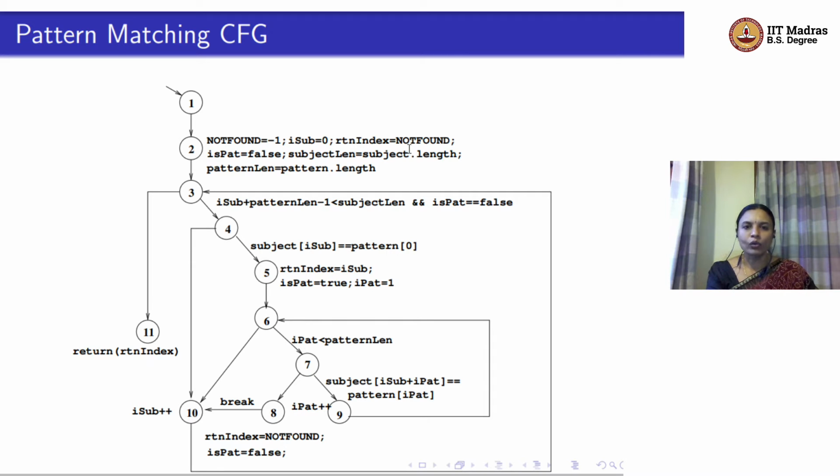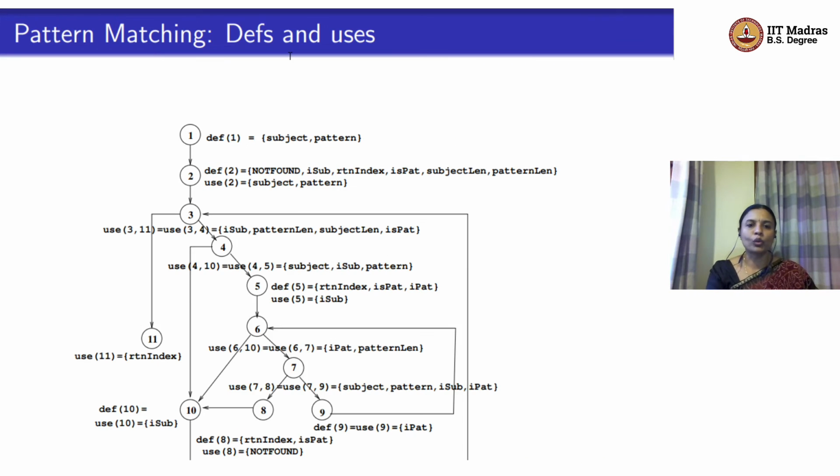So there's a definition and the use for not found here. I sub is defined, is pat is defined, length of the subject is defined, length of the pattern is defined. So def of node 2 is so many things: not found, I sub, return index, is pat, length of the subject, length of the pattern. What is being used? Subject and pattern. Where are they used? They are used everywhere. They are used to find the length of the subject. They are used to find the length of the pattern.